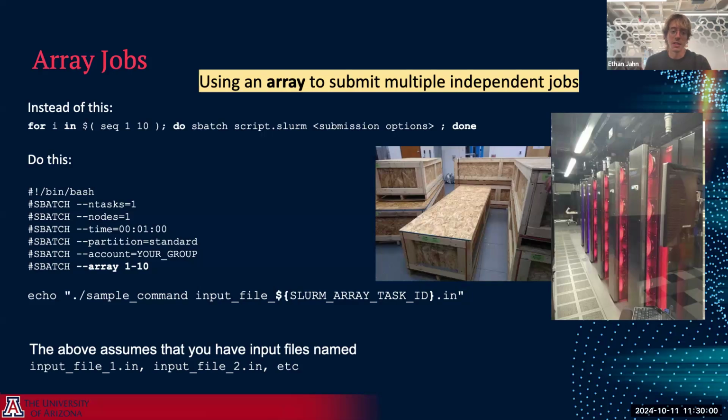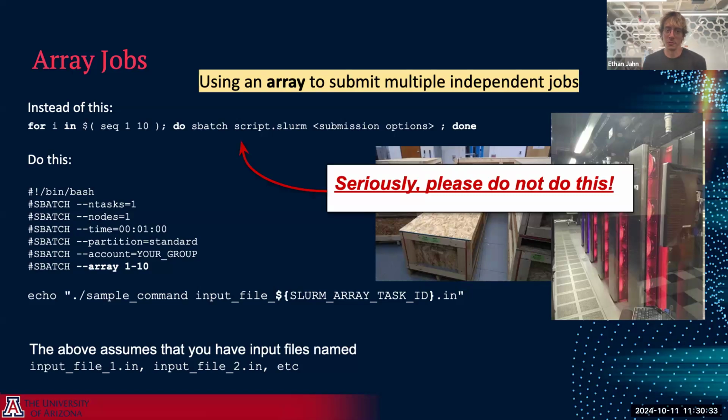So we have array 1 to 10. In this case, we're assuming that we have input file 1, input file 2. Those numbers get substituted for the array task ID within Slurm. So if you have your data sets enumerated, you can call them whatever you want. It can be 537 to 547 if you wanted. It doesn't have to be 1 to 10. So you can adjust them as necessary for your workflow.